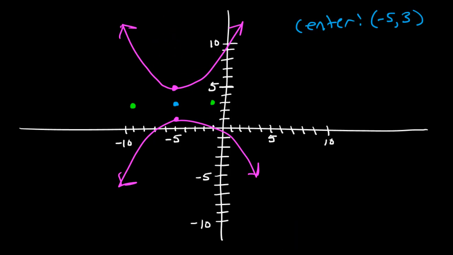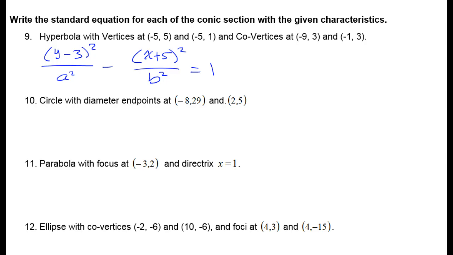Well, a is always going to be the distance from the center to a vertex. That is a right there. Well, this is from 3 to 5. So a is 2, which means that a squared is 4. So I'm going to have 4 right here.